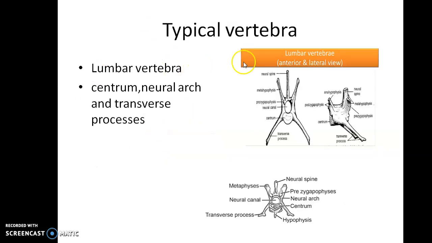When we observe the typical vertebra, the main important parts of any vertebra are the centrum, the neural arch, then the neural canal and neural spine, then the transverse processes.